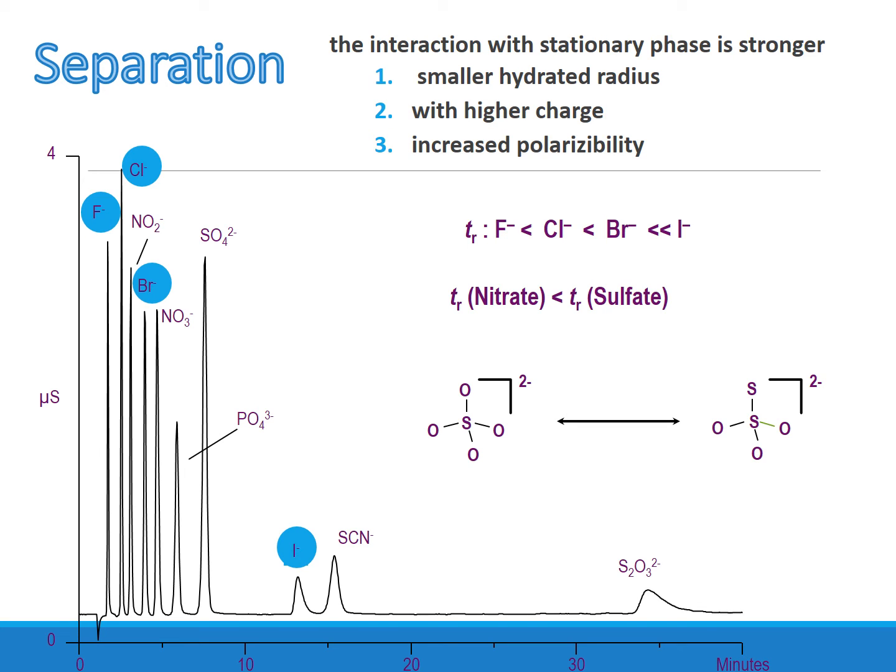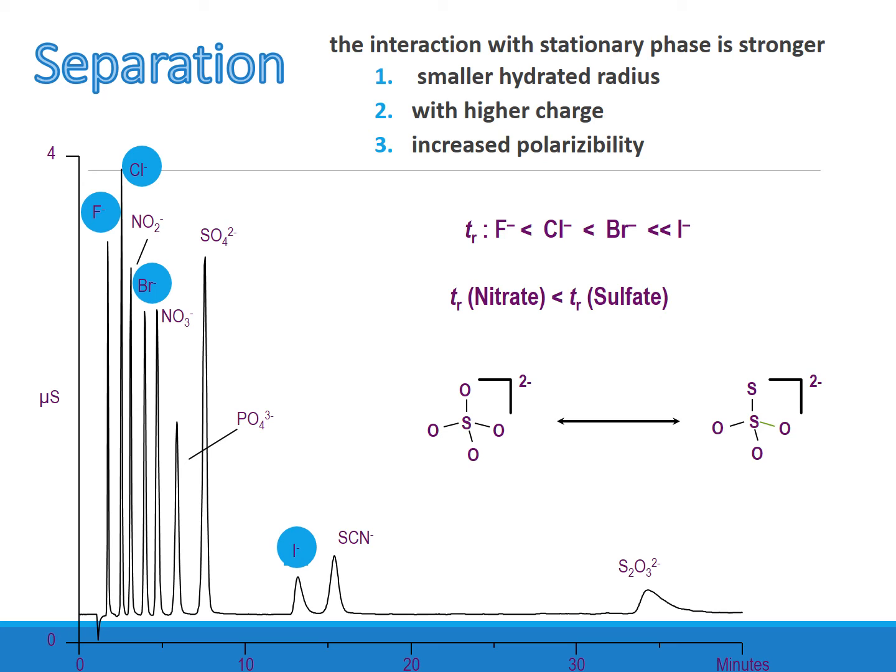A specific case of the separation for anion exchange is shown on this chromatogram. We can see important factors which affect separation. As mentioned before, a smaller hydrated radius is very important, and species with smaller hydrated radius are more attractive and stay longer, have longer retention times. So if we compare fluoride, chloride, bromide, and iodide, iodide gets most retained because it has a smaller hydrated radius.